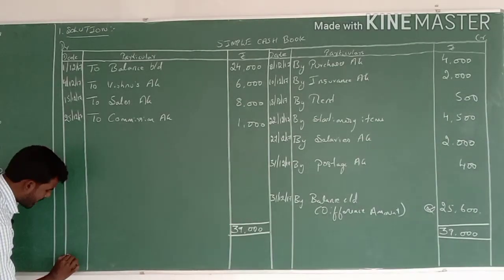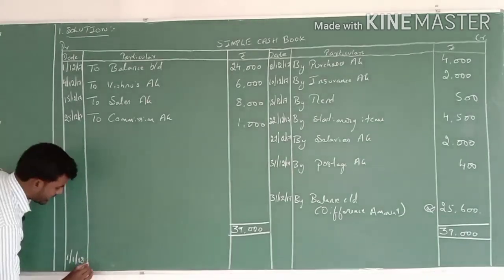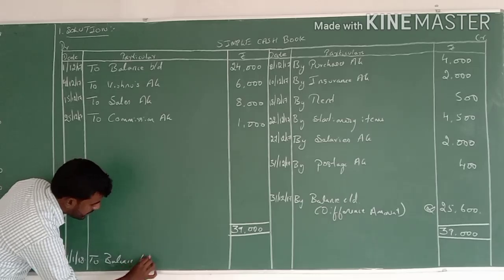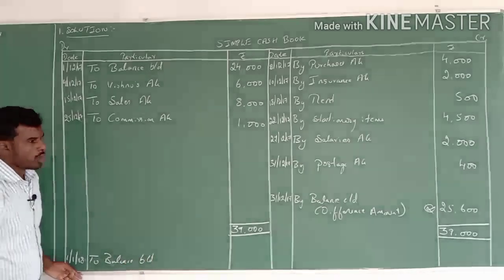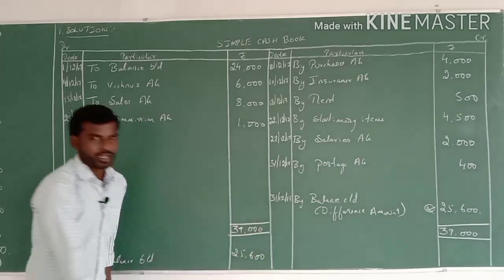And again, on which date should it be brought down? On 1/1/2018 it should be brought down as what here? To balance brought down. It is the next month's opening balance. How much will you have here? 25,600. You can understand now.